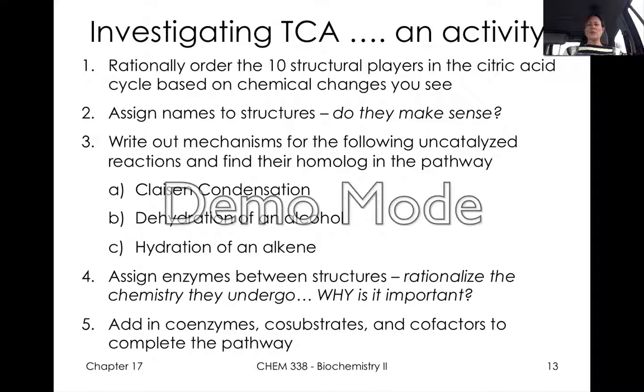So there are 10 structural players, and we're going to include the pyruvate dehydrogenase reaction. We're going to try to put these structures in order and assign enzymes. Part of your in-class activity, which will continue into next class, is thinking about mechanisms for some of these processes and then assigning enzyme names, coenzymes, co-substrates, and cofactors to the process. And then in the following class, we'll break apart and look at the individual enzymes. So that's it for our introduction to the citric acid cycle.